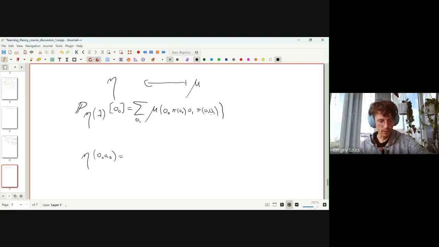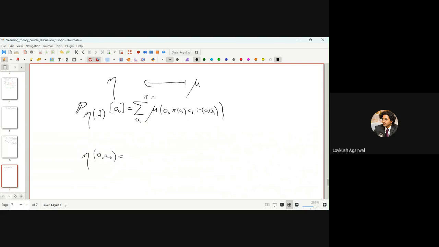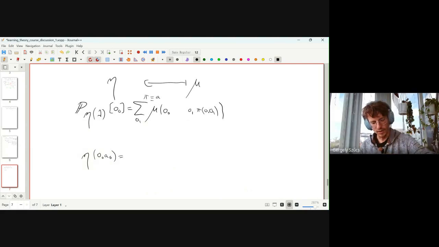I mean, you can just fix the pi, like you can just say, take pi to be the constant, the one that outputs constant A or something. Yep. And then just plug that in here. So that's one way to say it, but I guess it's still good to know that it's actually independent of what pi is.